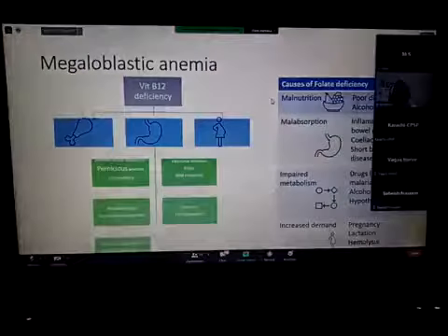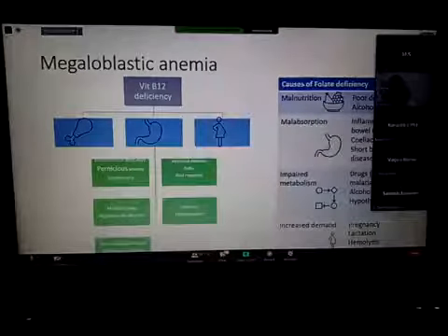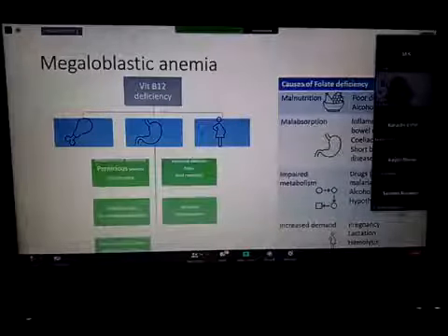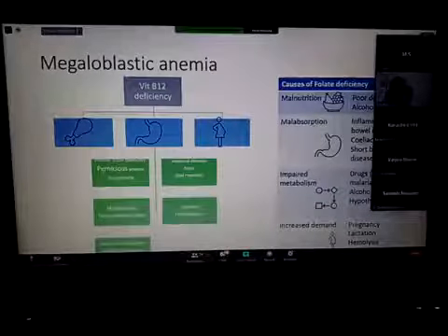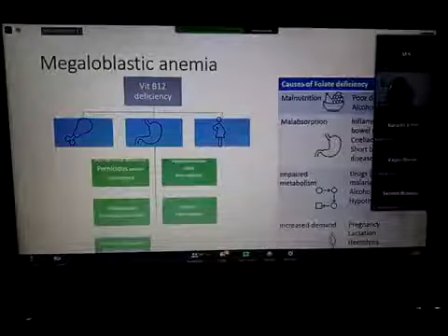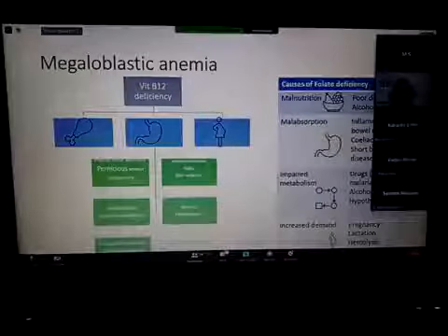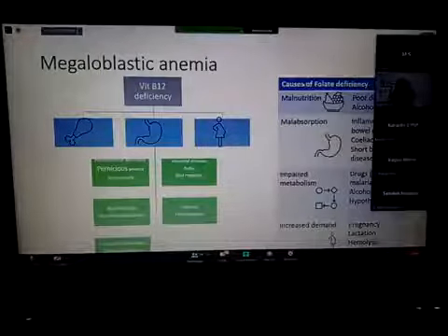This means the cells will be unable to divide, and this happens in each and every cell of the body. But the cells which are rapidly multiplying, for example, bone marrow, that is where you see most of the problem.